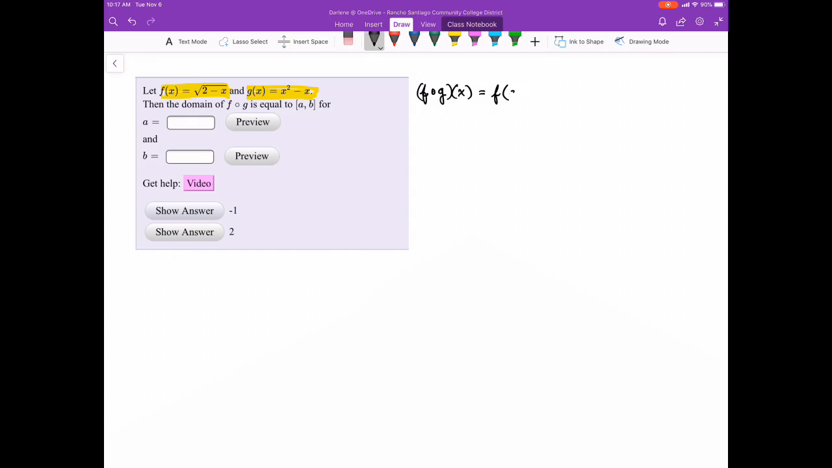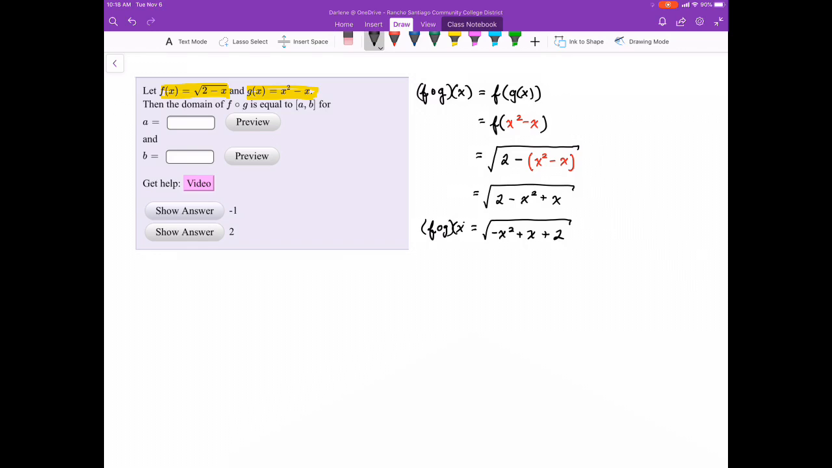Therefore, we would have f of g of x. So we'll just replace every x in f with g of x, which is x squared minus x. So this becomes the square root of 2 minus (x squared minus x). And this is equal to the square root of 2 minus x squared plus x. And if I rewrote that a little nicer in descending order, we get the square root of negative x squared plus x plus 2.